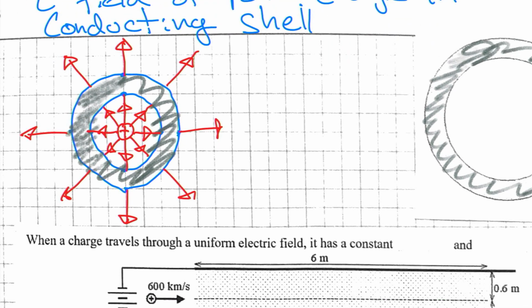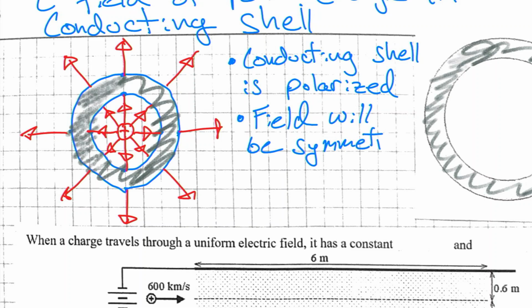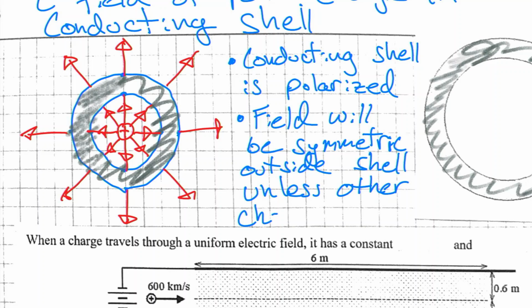In both of these cases, the conducting shell is polarized, and the electric field will be symmetric outside the shell unless other charges are near.